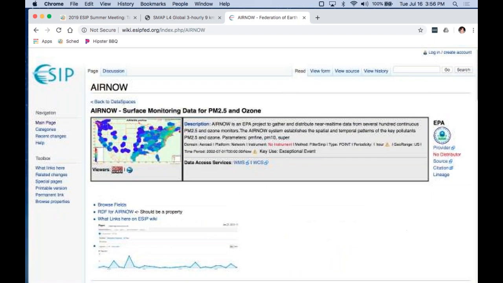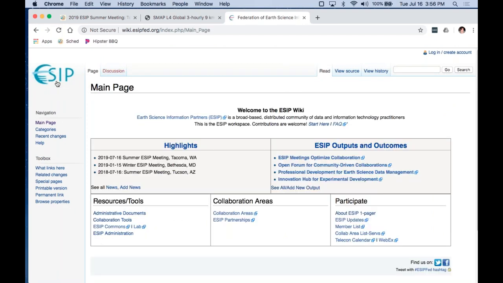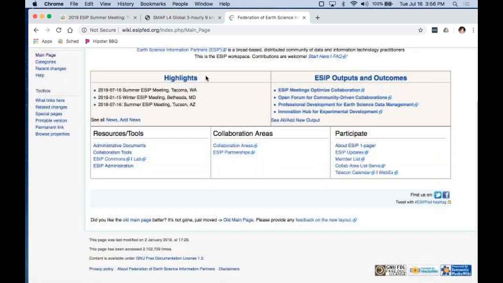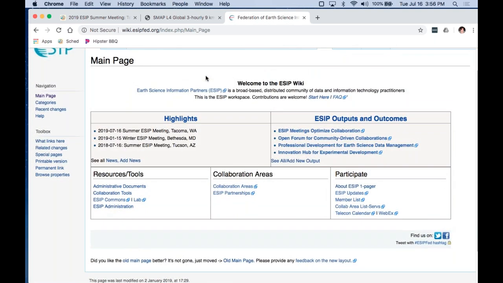But this is a big failure for me. The other thing: the wiki has been around since the early 2000s for ESIP, and it has survived time. It's very cheap for us to run. We pay, I think, almost zero hosting cost for it. We've updated it over time, but it's basically just chugged along. And for about the first 10 years that we had the wiki, all collaboration areas were using the wiki as their collaborative workspaces.